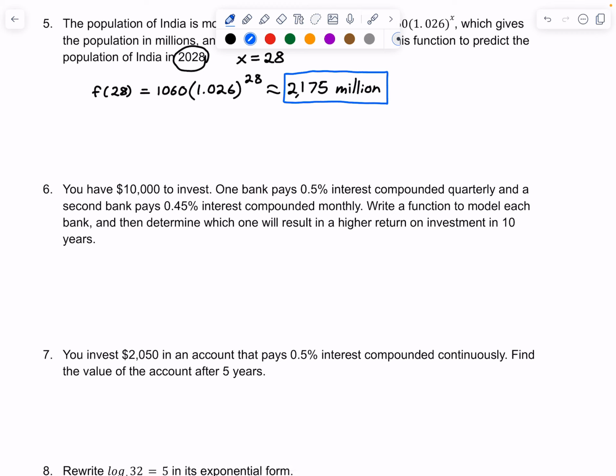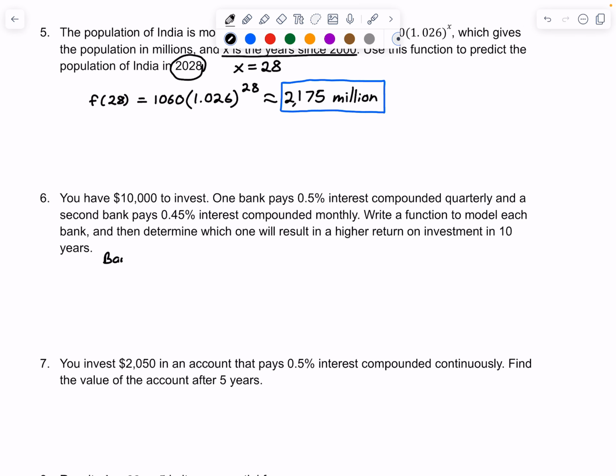All right, number 6 says you have $10,000 to invest. One bank pays 0.5% interest compounded quarterly, and a second bank pays 0.45% interest compounded monthly. Write a function to model each bank and then determine which one will result in a higher return on investment in 10 years. So I need two different functions. For bank 1, they pay interest compounded quarterly. Quarterly requires this function. So we need A equals P times 1 plus r over n to the power nt.